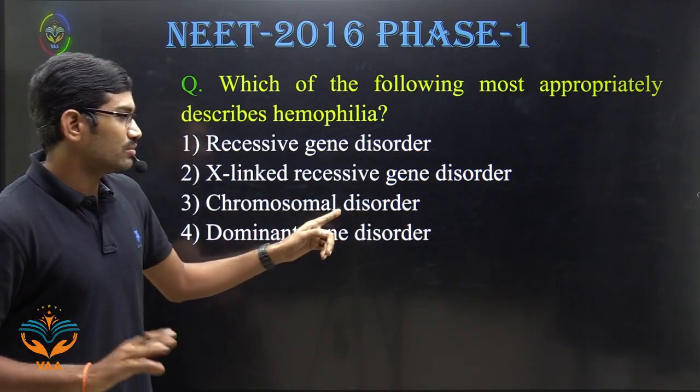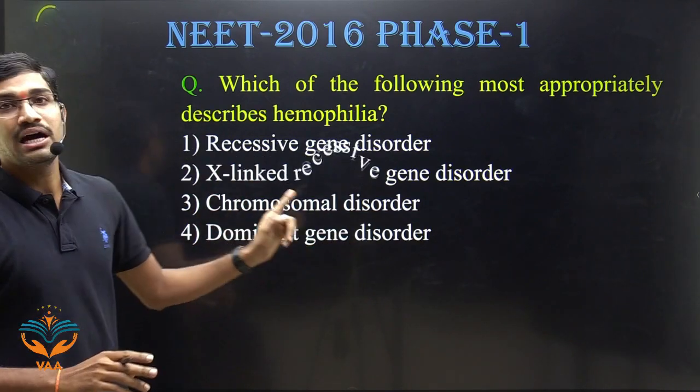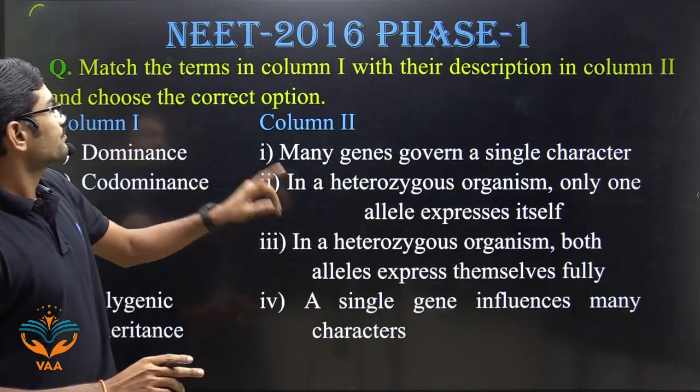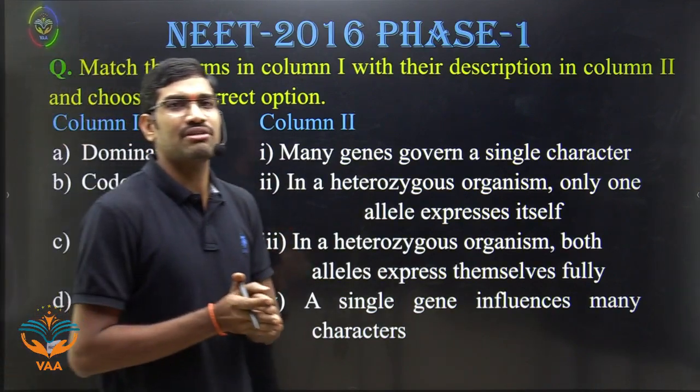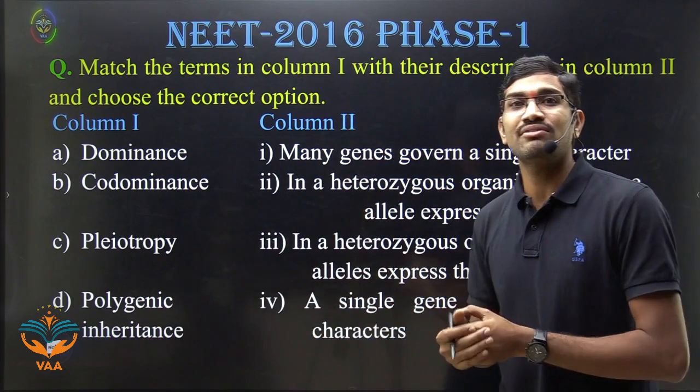Okay. So chromosomal disorder, no. Dominant gene disorder, this is also not correct. So the answer for this is option 2. Okay. Next one. Match the following. So here they have given the matches. Here in column 1 they have given some phenomena, and in column 2 they have given the explanation.